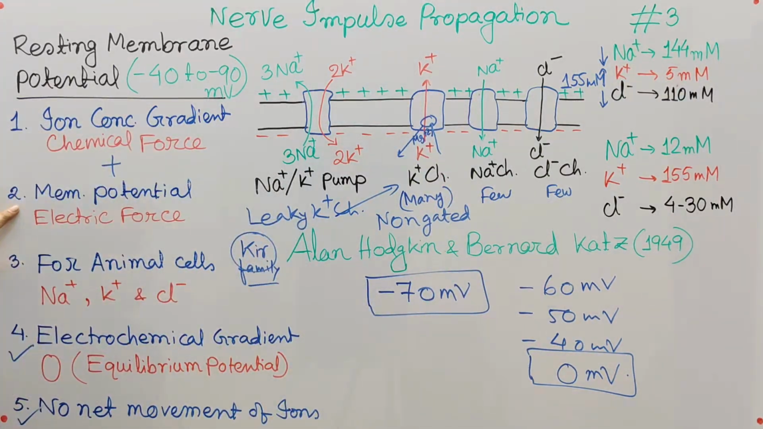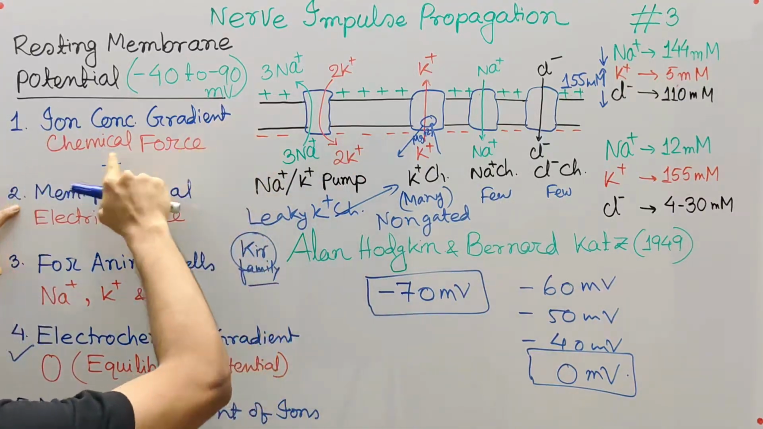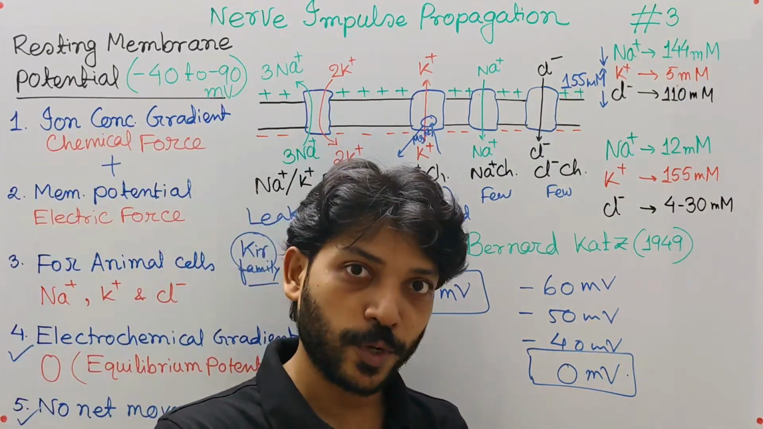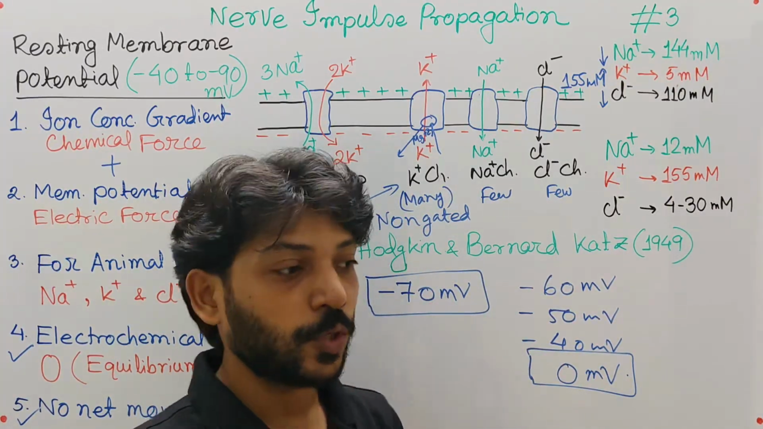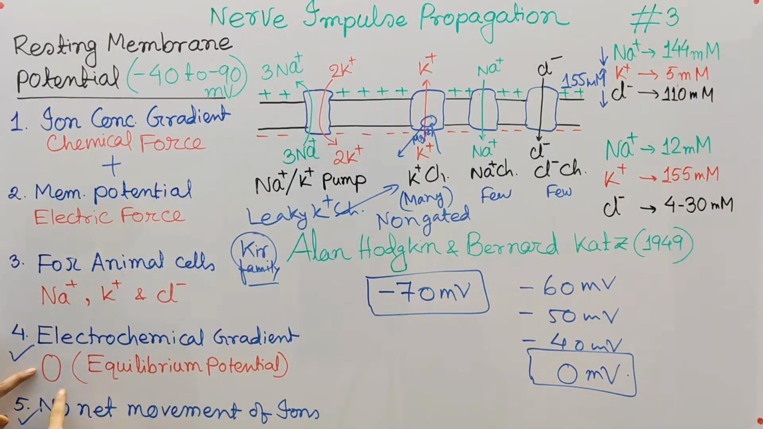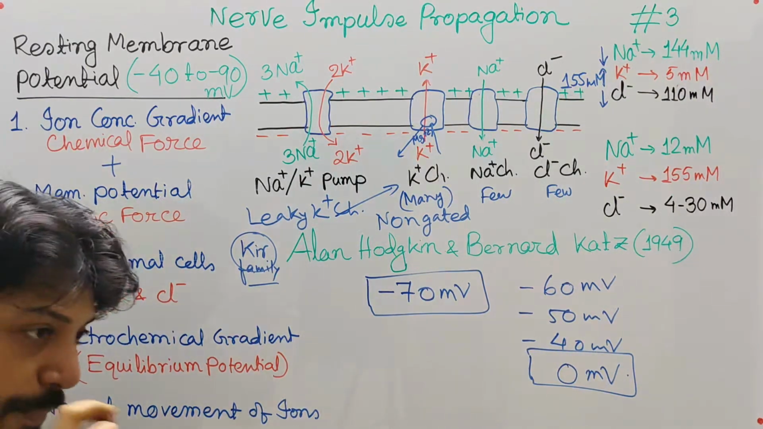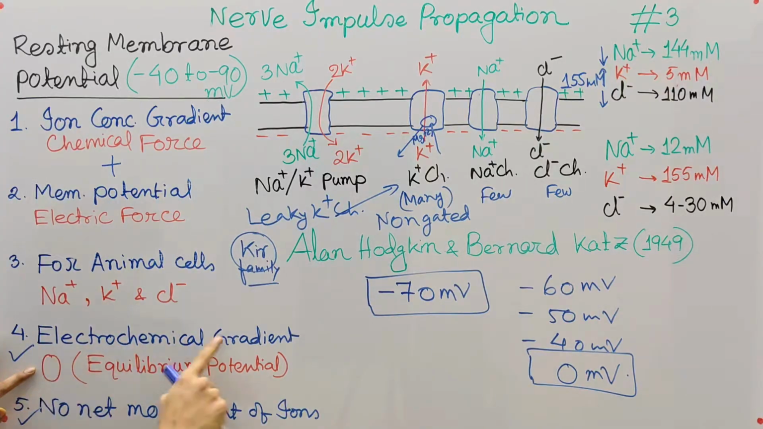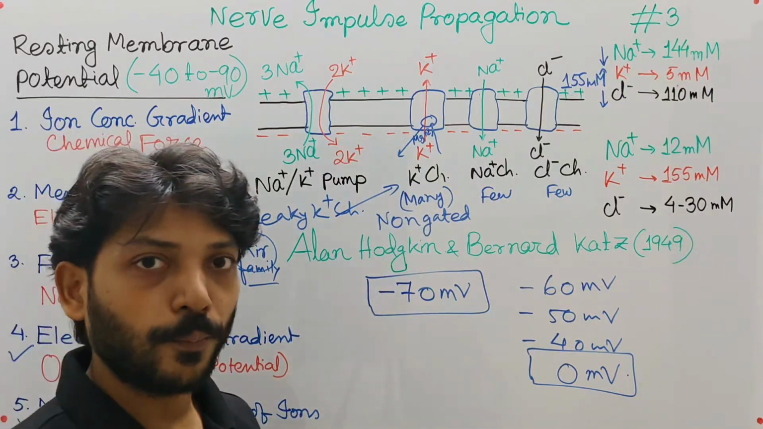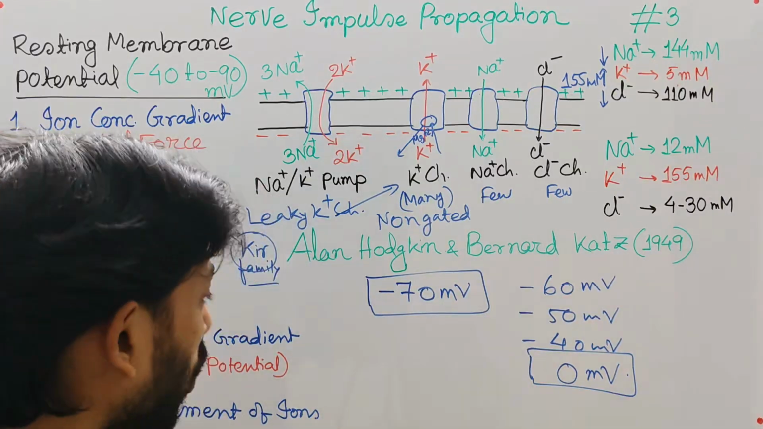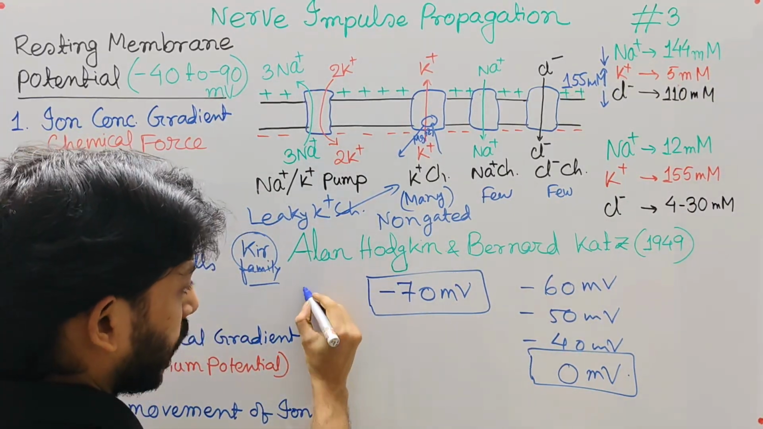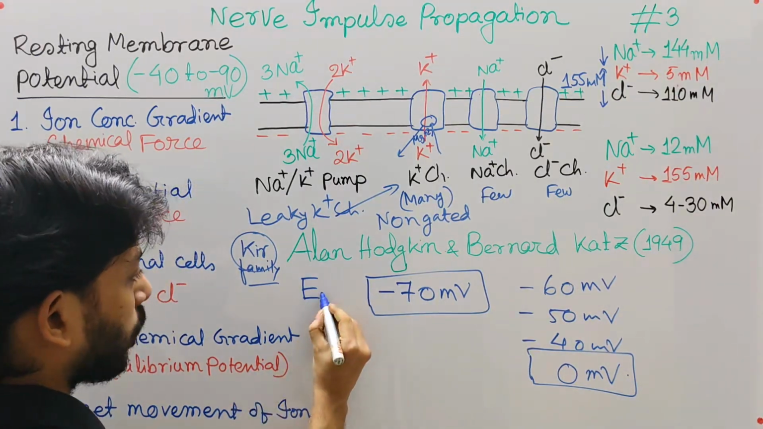So at a particular membrane potential, this ion concentration gradient or chemical force is opposed. So at a certain membrane potential, the chemical force actually just balances the membrane potential. So at that time, the electrochemical gradient, or the combination of these two forces, will become zero, and the membrane potential at which this electrochemical gradient becomes zero, we call it equilibrium potential. Now as I have mentioned, mainly potassium ions are responsible for the generation of resting membrane potential. So this value minus 70 millivolt actually indicates the equilibrium potential of the potassium.